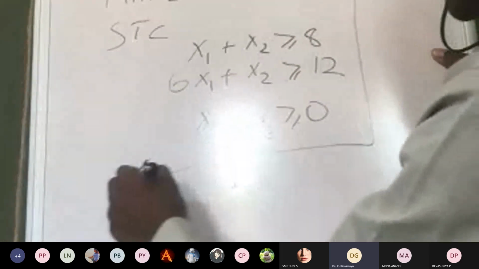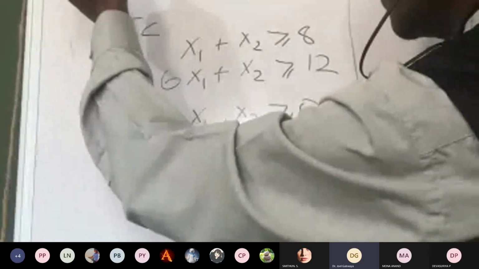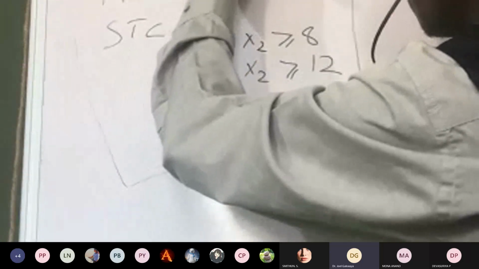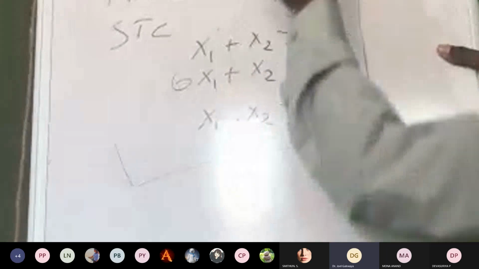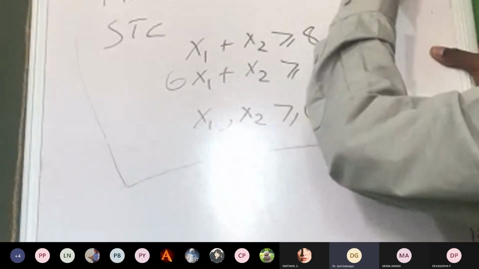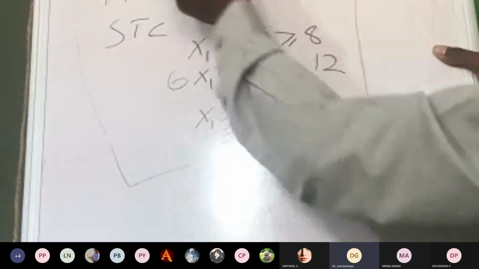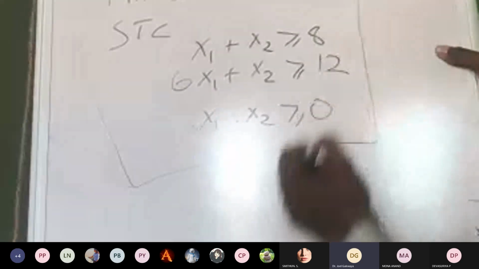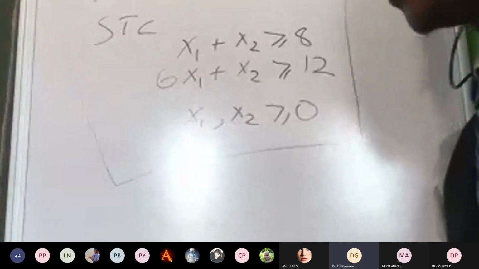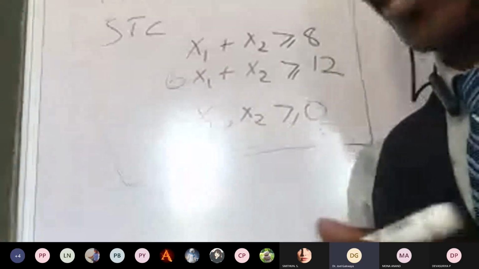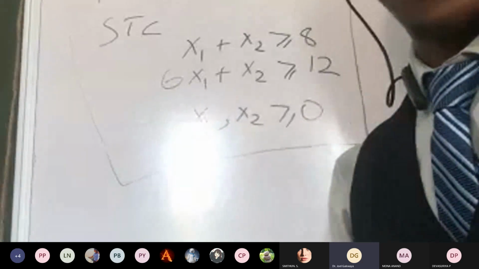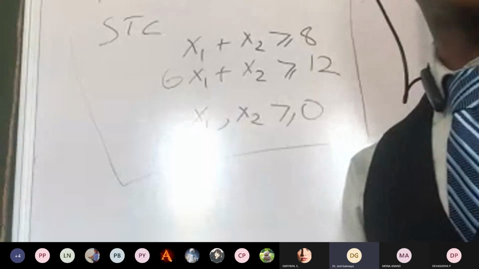So this one, solve. Let me write here: solve the LPP by graphical method. Please do it. Don't sleep without doing it. Don't eat without doing it, so that I can evaluate how much you have understood.